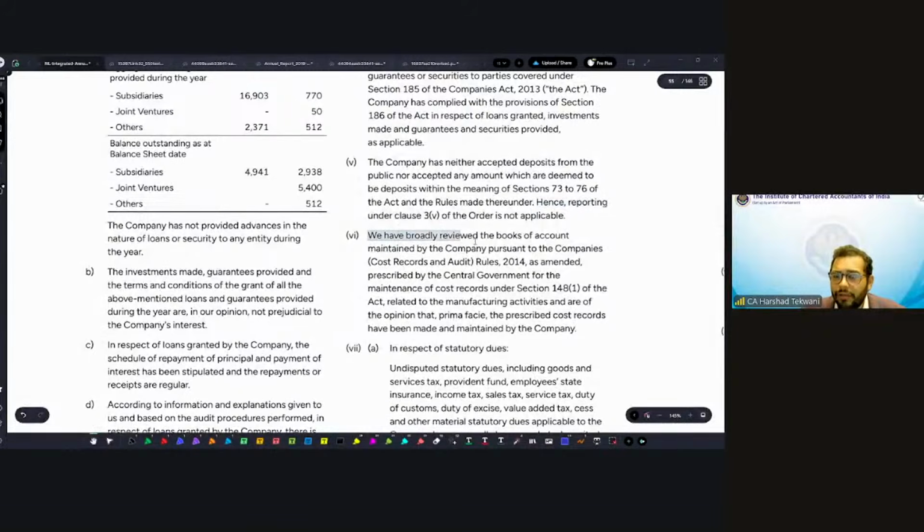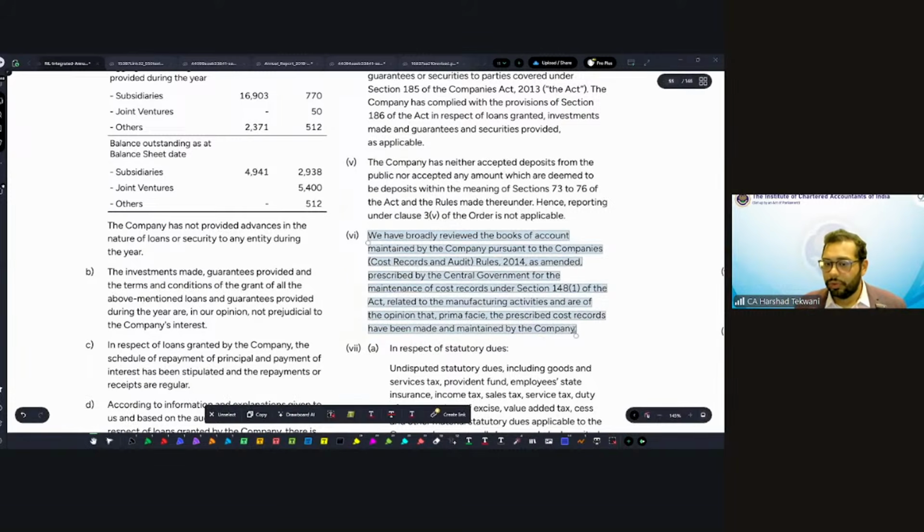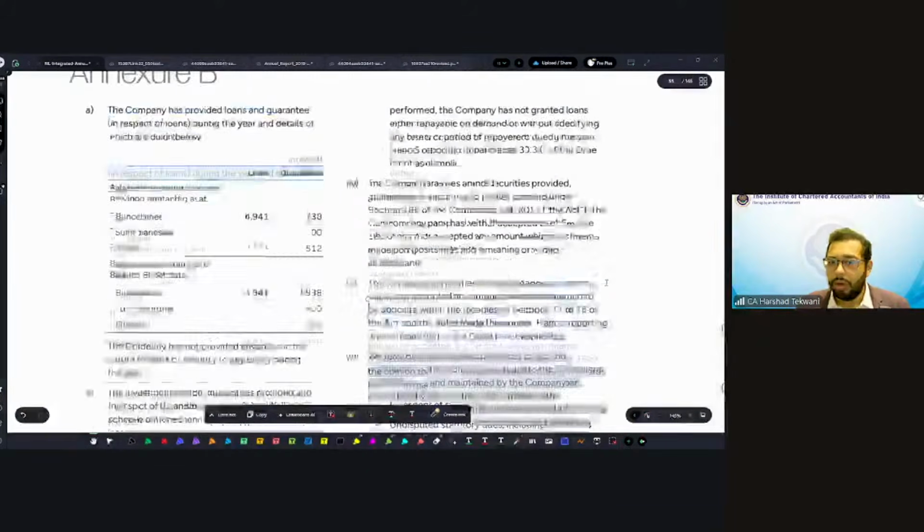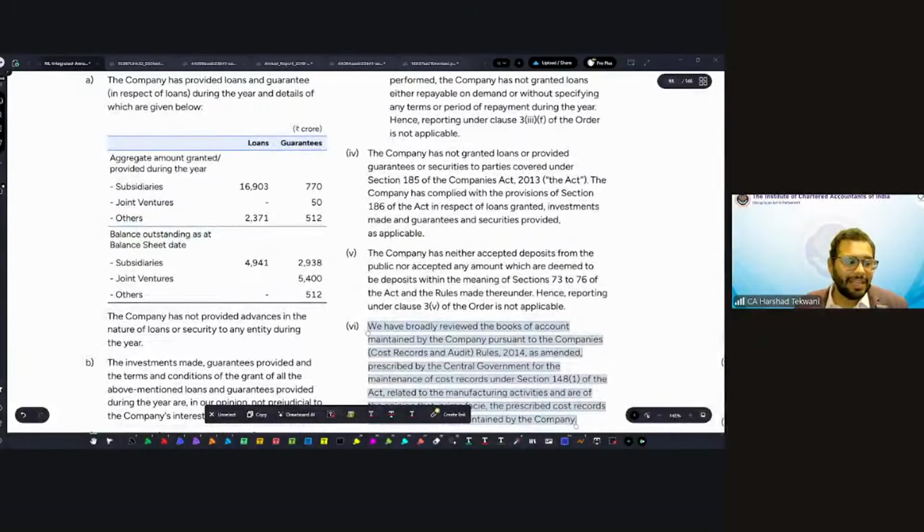We have broadly reviewed the books of accounts maintained by the company pursuant to the rules as amended by the central government, for maintenance of cost records under 148(1) of the Act related to the manufacturing activities, and in our opinion, prima facie the prescribed cost records have been maintained and made by the company. So all these 3 points, they have specified that they have been maintained by the company.